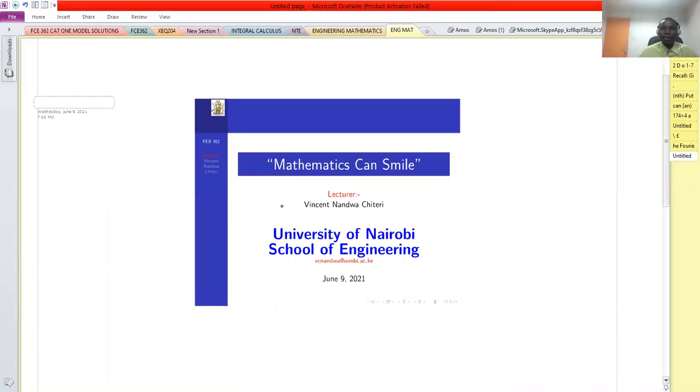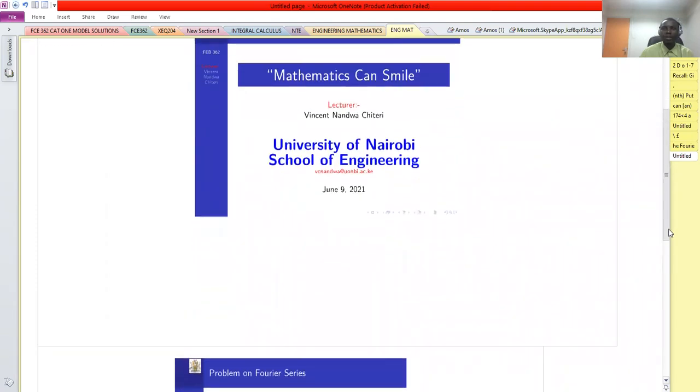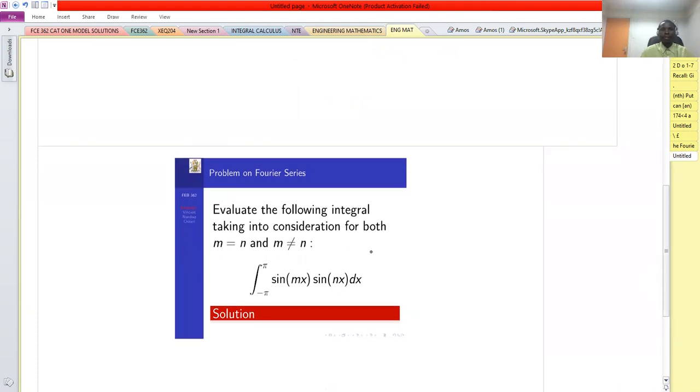Welcome. We are going to carry out integration of the product of two sine functions and see how the solution behaves from minus pi to pi.